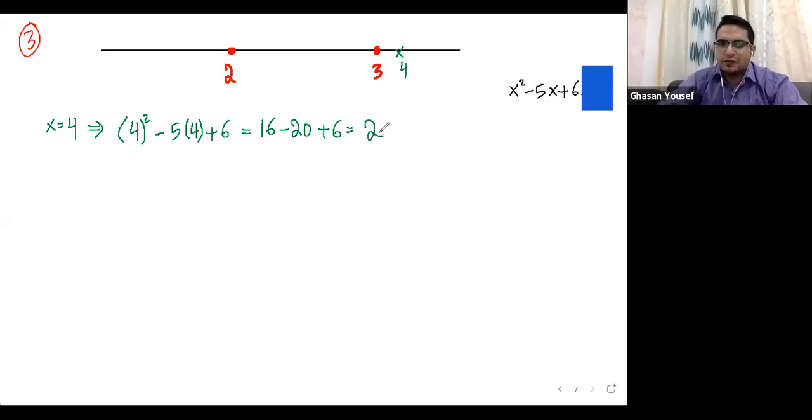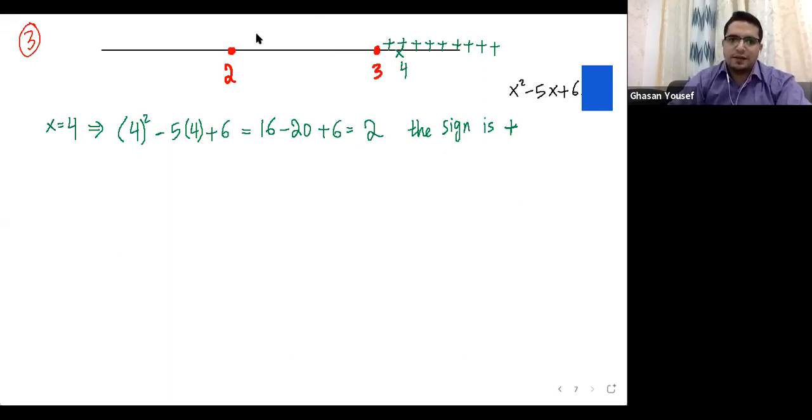Now, what is the sign for number 2? Is it positive or negative? It is positive. Number 2 is positive. So I have to put here positive, positive, positive. Any number greater than 3 will give me a positive answer. Yes, this is correct. Any number greater than 3 will give me a positive number.